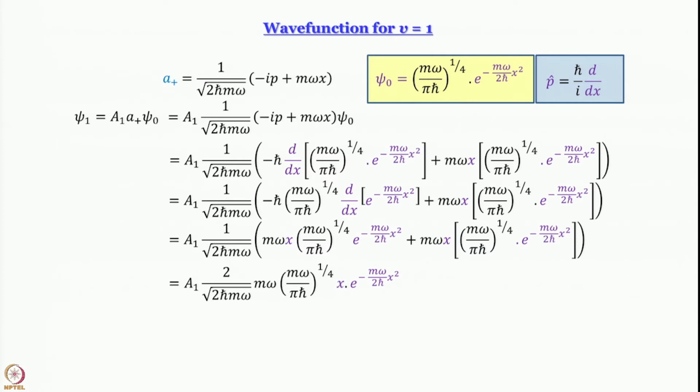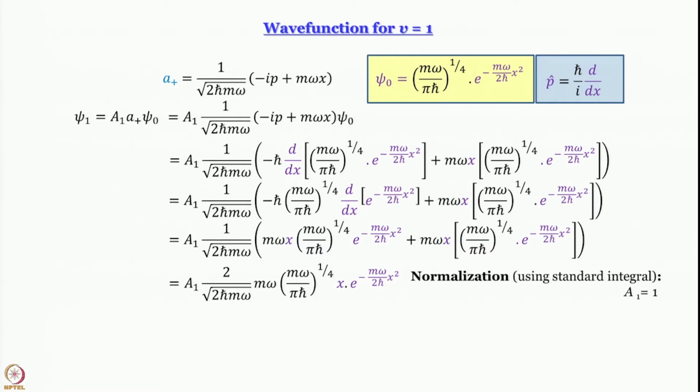Okay. And of course, you have 2 m omega in the numerator, root over 2 h cross m omega in the denominator. So, you are going to simplify this and you are going to get root over 2 m omega in the numerator and h cross in the denominator, right. That is what you will get, and you have to normalize it.